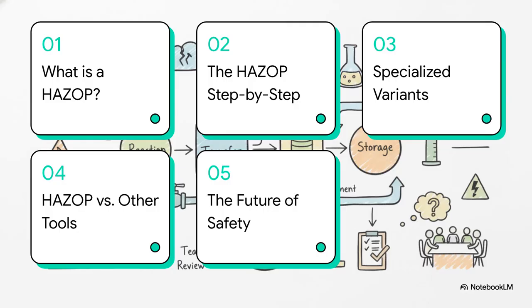So, to get our heads around all this, we'll start with what a HAZOP actually is. Then, we'll walk through the whole step-by-step process. We'll look at some of its modern variations, see how it stacks up against other safety tools, and finally, we'll peek into the future and see how AI is totally changing the game.